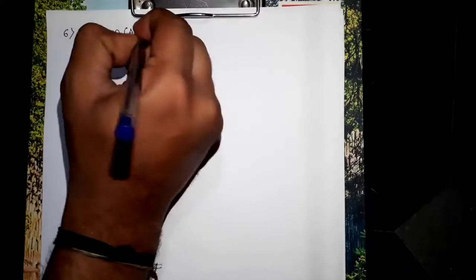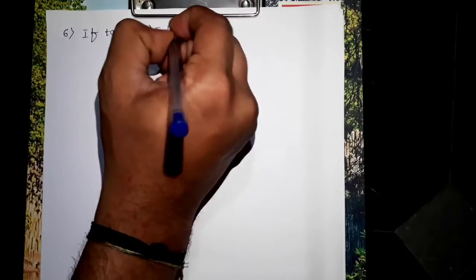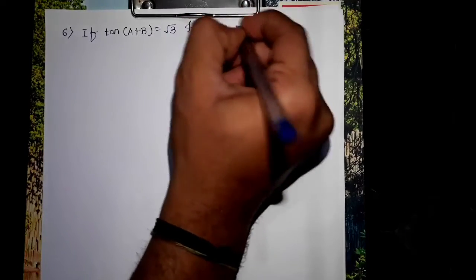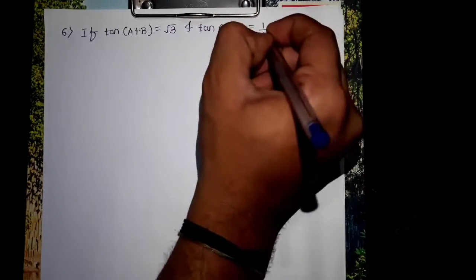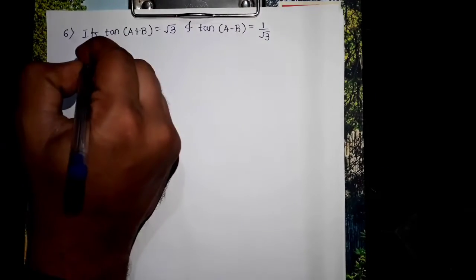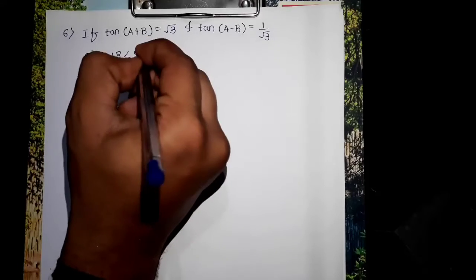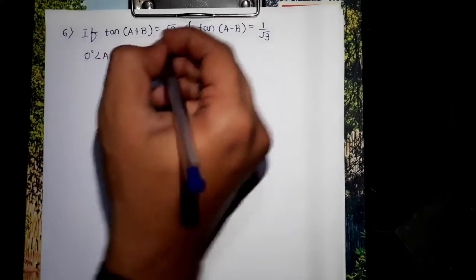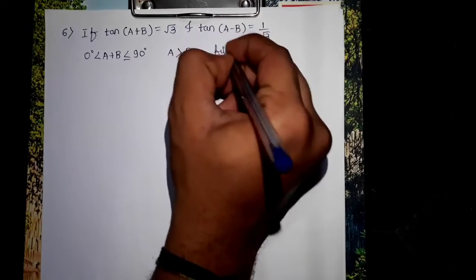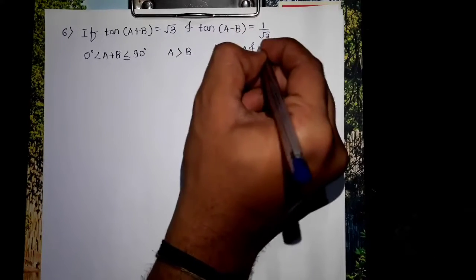Now let us go to the sixth question. That is, if tan of a plus b is equal to root 3 and tan of a minus b is equal to 1 divided by root 3, where a plus b is greater than 0 degree and less than or equal to 90 degree, where a is greater than b. Find the value of a and b.